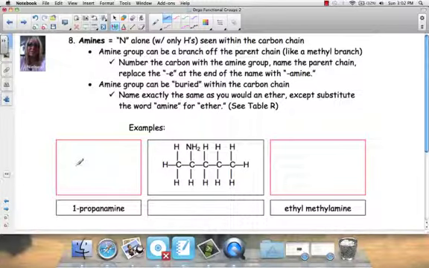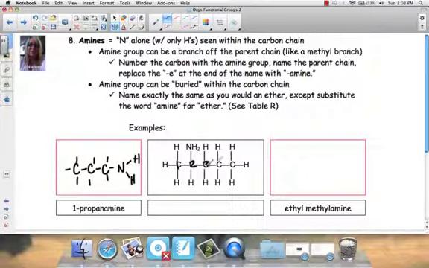So, prop: 1, 2, 3 carbons. And we can just put the NH2 right here at the end if we want. So 1-propanamine. And this one, we're going to have to number our chain. 1, 2, 3, 4, 5. So we have our functional group, our amine, off the second carbon. So this is 2-pentanamine. Pent because it's 5 carbons.